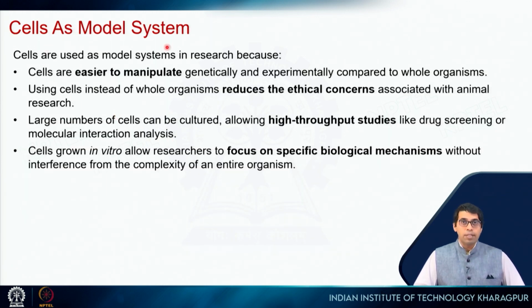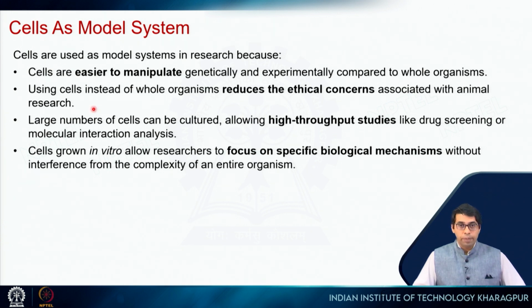So, cells as model organisms. Before we get into whole organisms, it is easier to do experiments in isolated cells. There are several reasons for that. Cells can be easily manipulated compared to a whole organism. Cells are easier to manipulate genetically compared to a whole organism. Using cells instead of a whole organism reduces the ethical concerns associated with animal research.